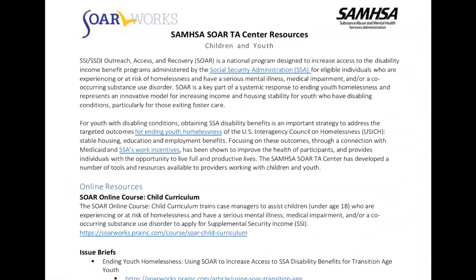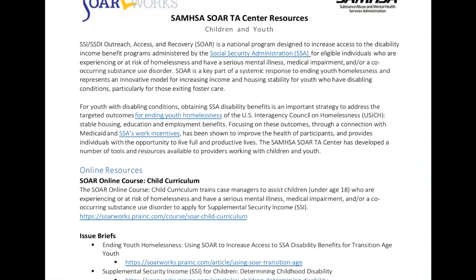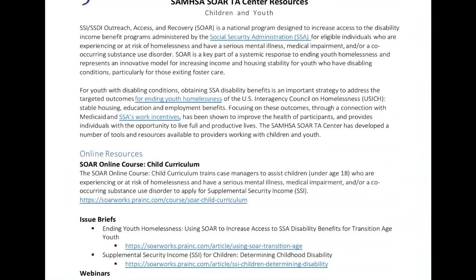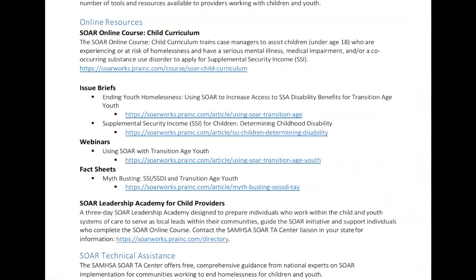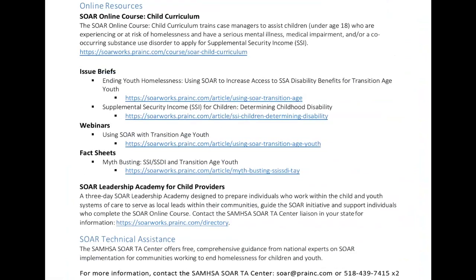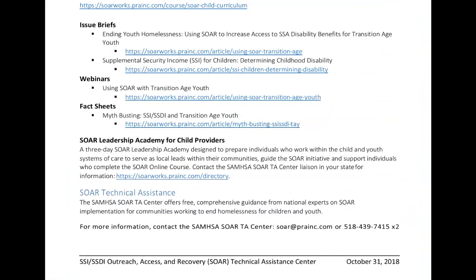And then the next resource I wanted to point out is just an overview of the child and youth resources that the SAMHSA SOAR TA Center has, and it just has a bunch of helpful links on it. So links to the child curriculum, some of our issue briefs, past webinars on SOAR with transition age youth, and some fact sheets, and some other helpful information. So that's a summary document of the resources we have available for children and youth. And then there was one final resource.